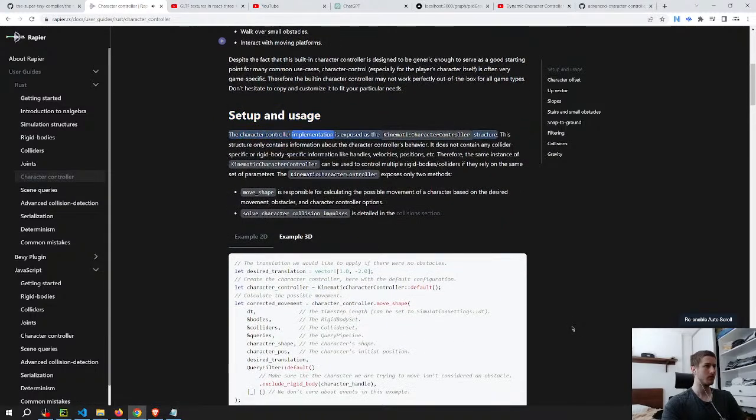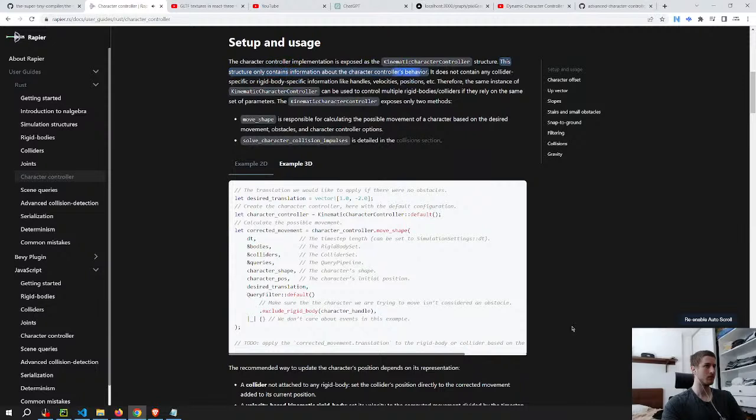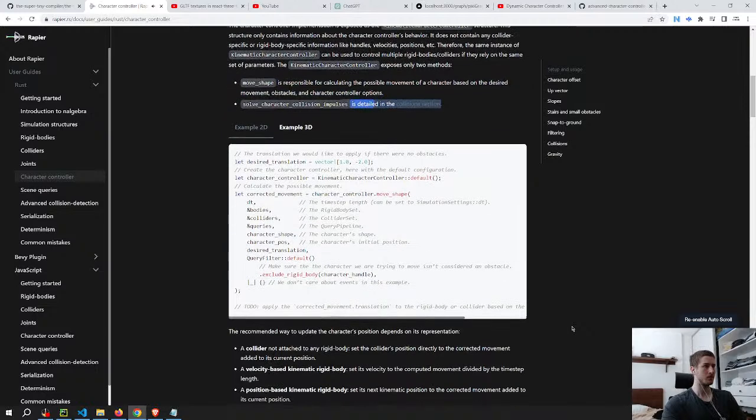Set up and use. The character controller implementation is exposed through the KinematicCharacterController structure. This structure only contains information about the character controller's behavior. It does not contain any collider-specific or rigid-body-specific information like handles, velocities, positions, etc. Therefore, the same instance of KinematicCharacterController can be used to control multiple rigid bodies/colliders that rely on the same set of parameters. The KinematicCharacterController exposes only two methods. move_shape is responsible for calculating the possible movement of the character based on desired movement, obstacles, and character control options. solve_character_collision_impulses is detailed in the collision section.